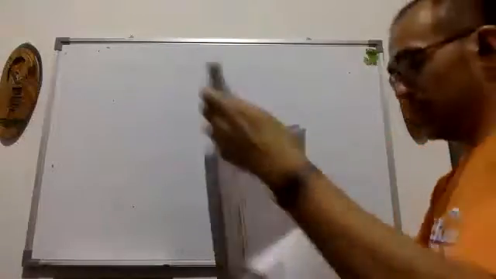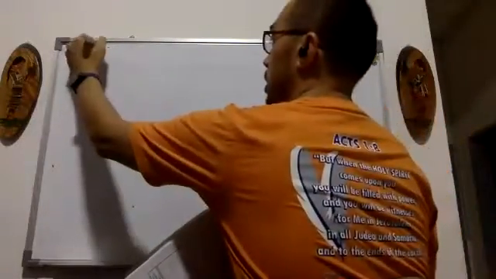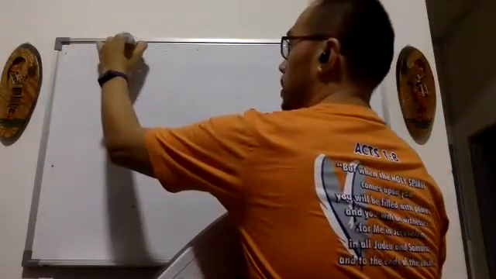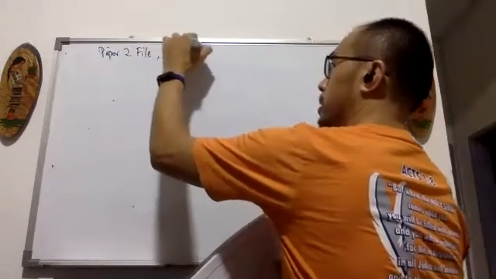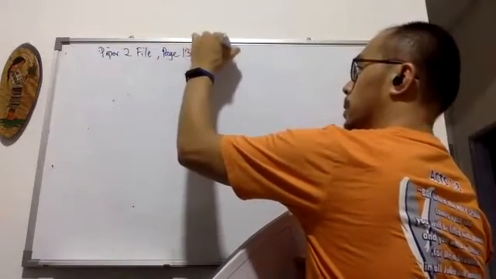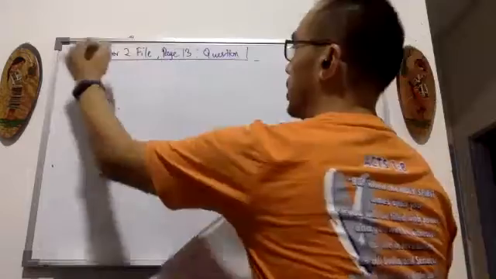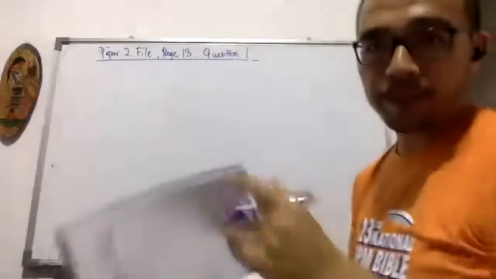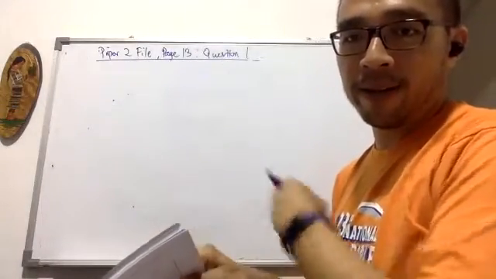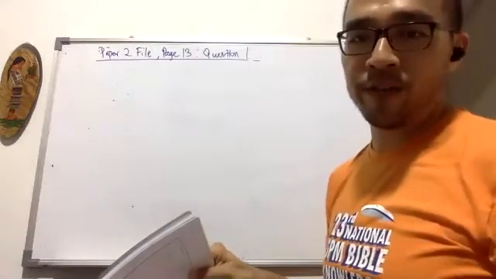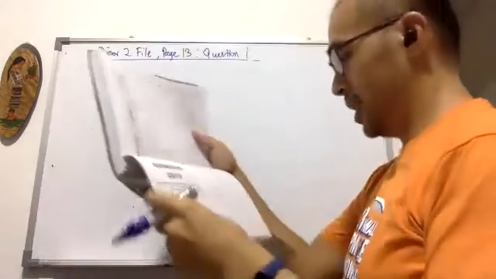Okay, so question. Okay, so paper 2 file, page 13, question 1. Okay, I'm doing it from here. I volunteer to erase. Haris can 48. What is 48 and 52? Sorry, I don't understand what this means.